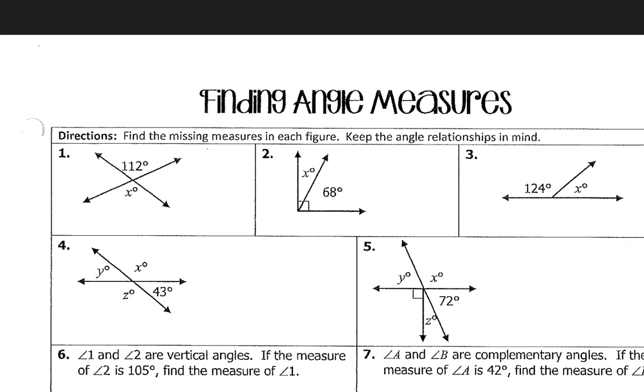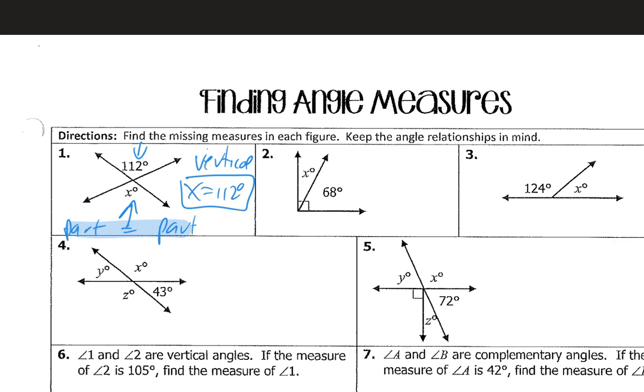All right, so hopefully you pushed yourself on that one. Let's check it out. On this one, we have this angle right here and this angle right here. Those are called vertical angles, right? So what do we know about vertical angles? Part equals part, right? So if part equals part, that means X equals 112.